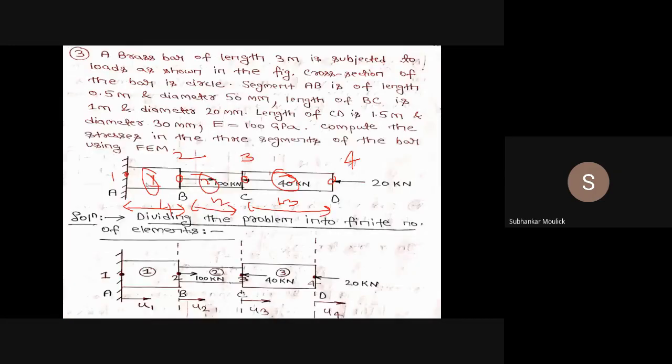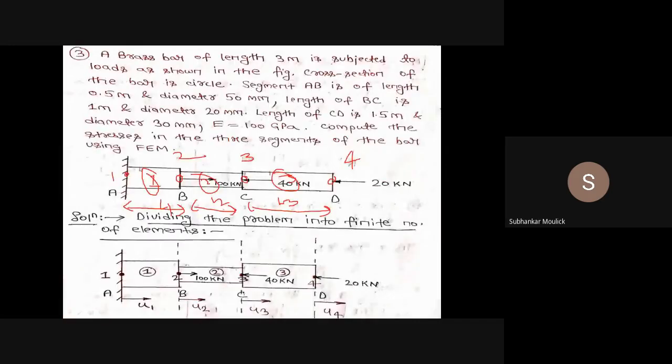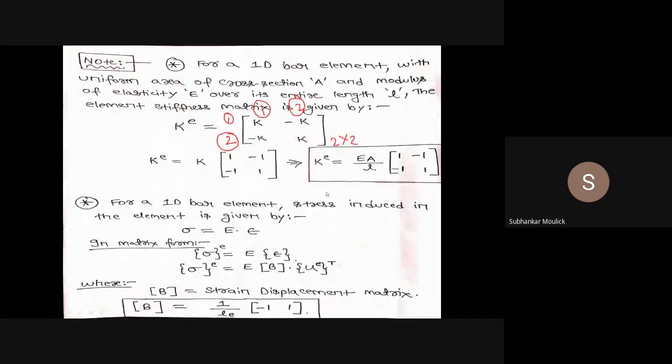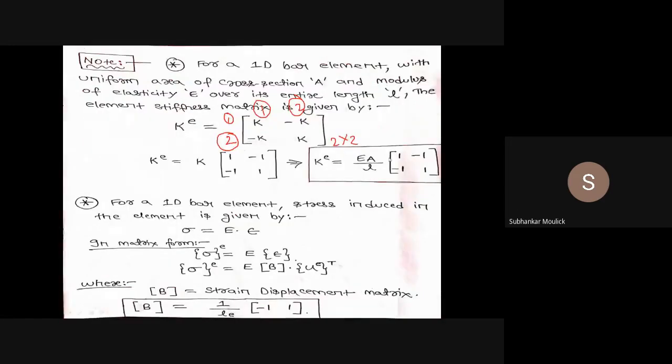If you see my third or fourth lecture of the very first module, you will see that I have formulated this derivation. This K is E into A by L. That means for this particular element number 1, E into A, where A is the area of the element, divided by L, where L is the length of element 1, times the matrix 1, minus 1, minus 1, 1.